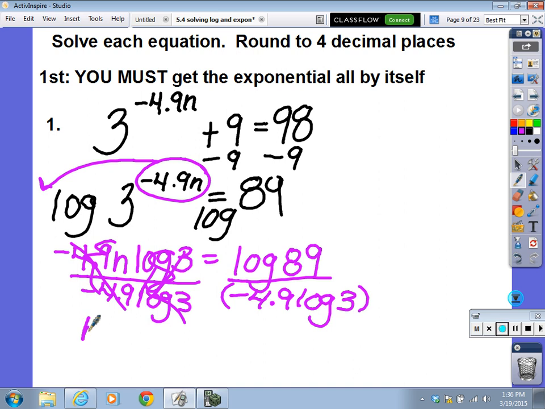So what is n? n is negative 0.8138, 33823. And then we could check the answer. You would just go back to the original, but when you're checking this one, you've got to be careful because you've got to type in 3 raised to the negative 4.9 times 5, and you'll do second answer, right? So that it will type in the full decimal. Then you've got to get out of the exponent and then do plus 9, and then you should get 98 is equal to 98.